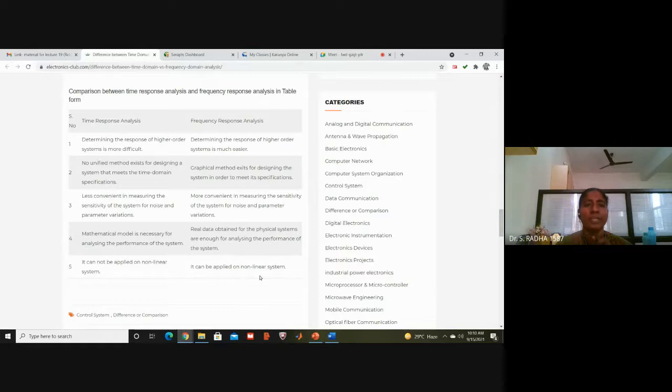The main difference is that frequency domain is applicable for higher order systems and also for non-linear systems. The graphical method is easy for finding the specifications in frequency domain. It is convenient to find the noise and parameter variations, and the performance of the system with real-time data. These are the salient features of frequency domain analysis. Time domain means both the transient response and the steady state response are part of the time domain analysis, as I showed you in the graph.